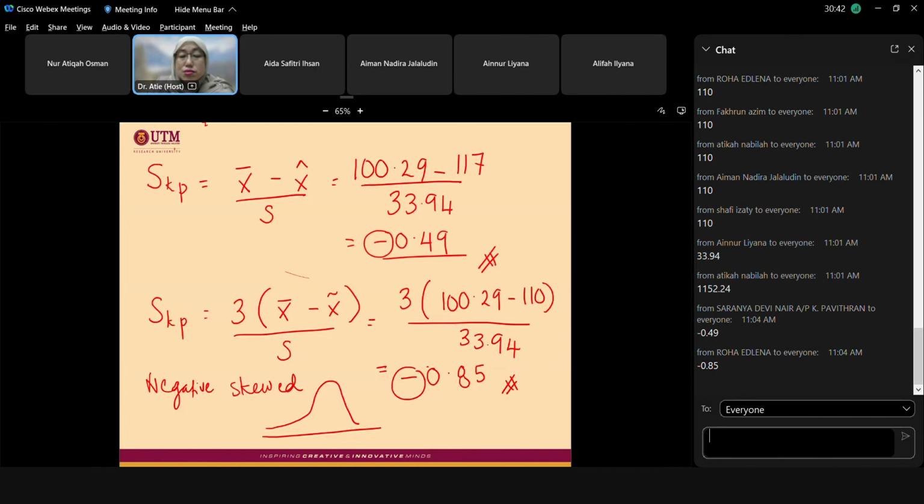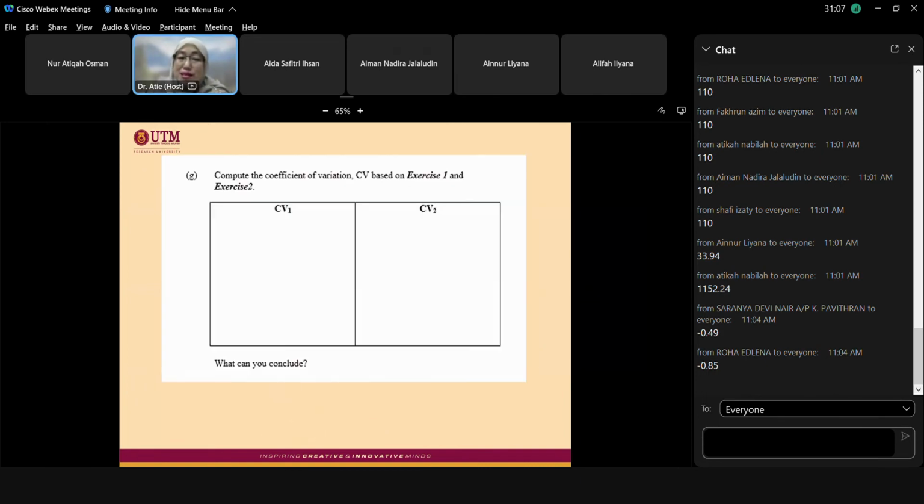This is the answer that you need to do during your test. You need to calculate using the appropriate formula. Then you need to give your conclusion, here it is negative. And then you need to draw the graph or the curve. If you miss one of these, marks will be deducted. The next one, we need to calculate the CV. So how about the CV? Can you give me the answer? What do you get for the CV?